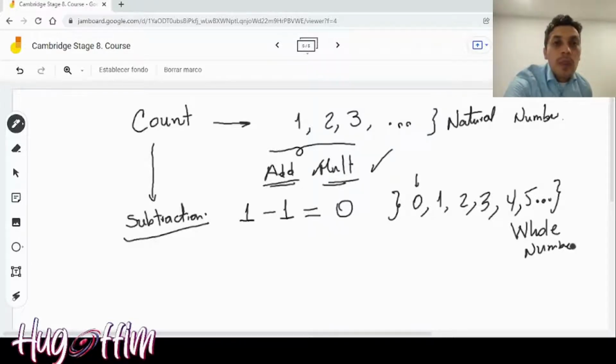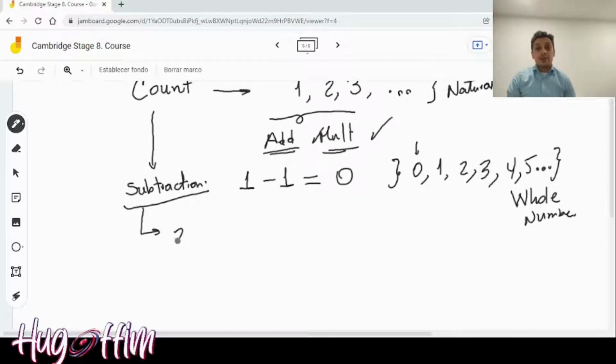Now, the question is, what happens with the subtraction when you have numbers that are greater? For example, 2 minus 3. What happens if you subtract a number that is greater in absolute value than the minuend? What can you do? It happens that you cannot use natural numbers or whole numbers. And this is when the negative numbers appear. So in this case, it will be -1, or the opposite of 1. So you have the opposite numbers of the natural numbers, including the 0. This is what we call the integers.